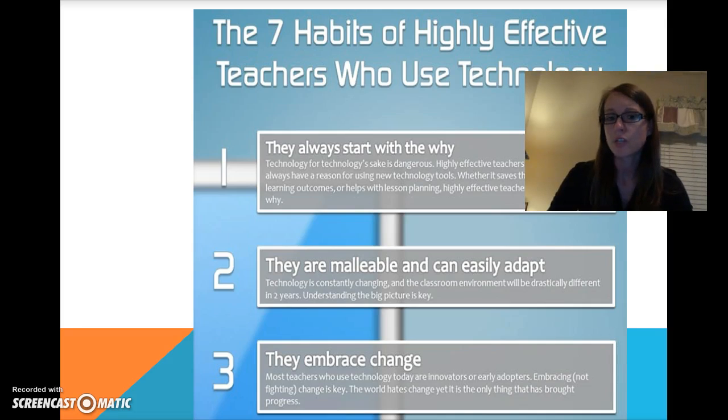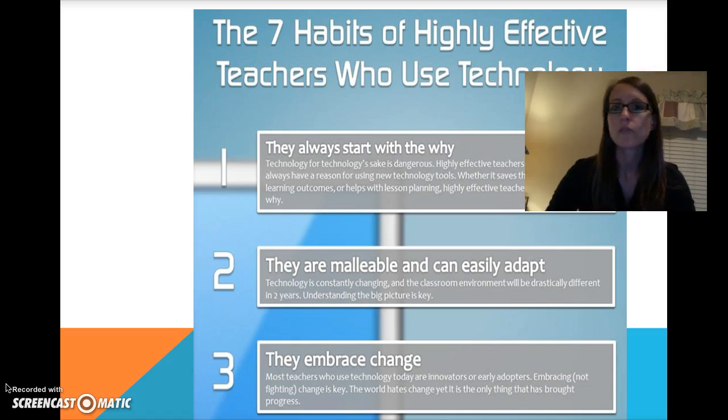Teachers also need to embrace change. They may be comfortable with the pen and paper method, but they have to be adaptable and embrace that technology is in our society, and we need to utilize it to be effective teachers, effective students, just effective in your everyday life.